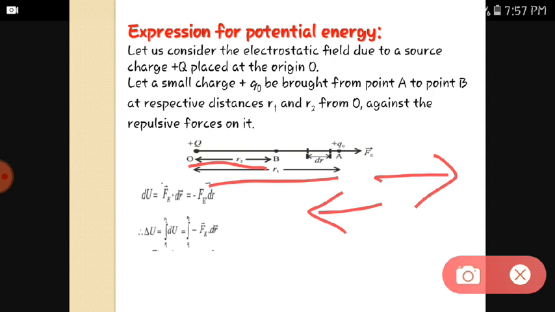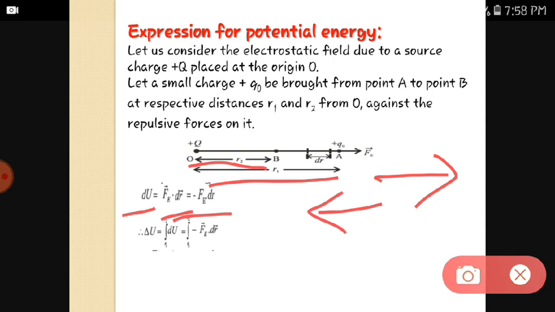All right. So by using the formula of dU, which is internal energy or increase in potential energy, we can say the increase in potential energy is F bar dot dr bar, because F bar dot dr bar is the formula for work done and work done is nothing but energy. So dU is equal to F bar dot dr bar, which is nothing but minus Fe bar dot dr bar.